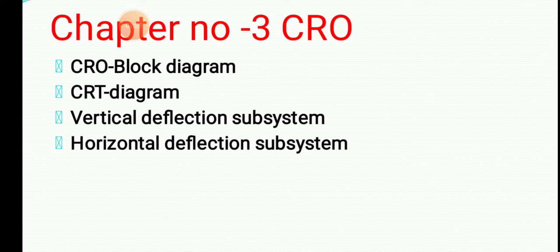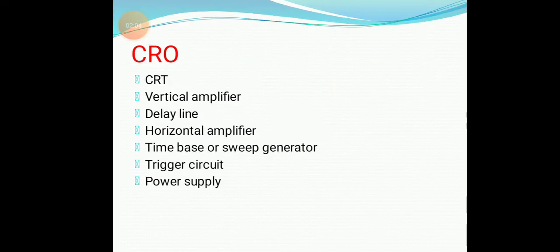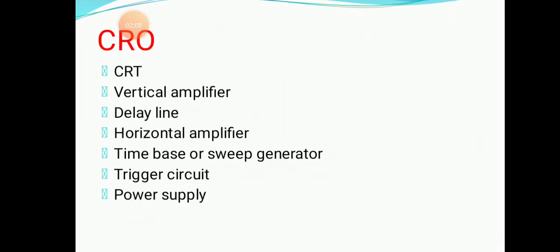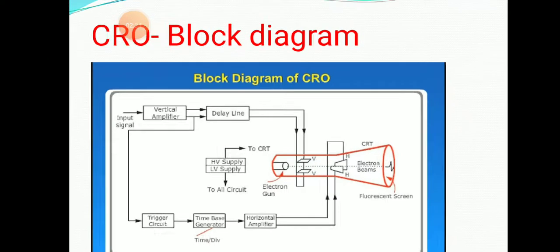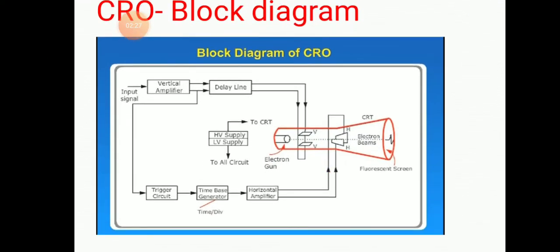So first we'll move on to the CRO block diagram. What does the CRO block diagram contain? This CRO consists of a CRT, vertical amplifier, delay line, horizontal amplifier, time base or sweep generator, trigger circuit, and power supply. So this is the block diagram of the CRO.